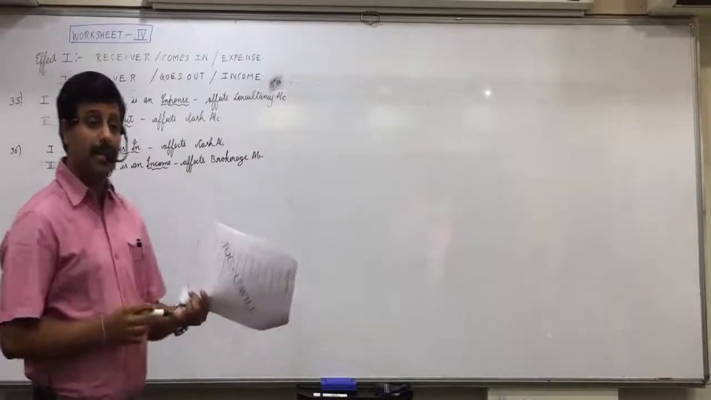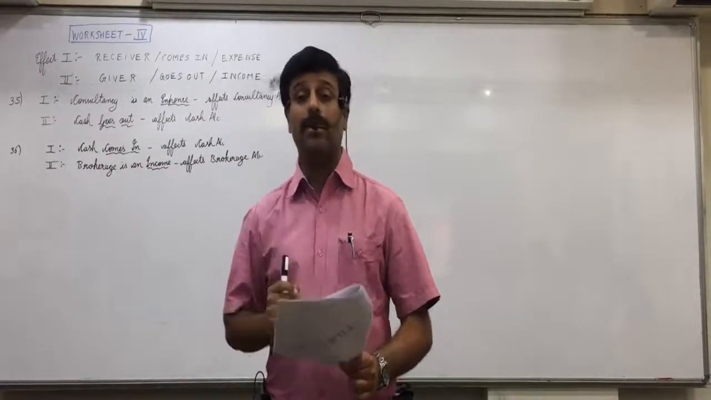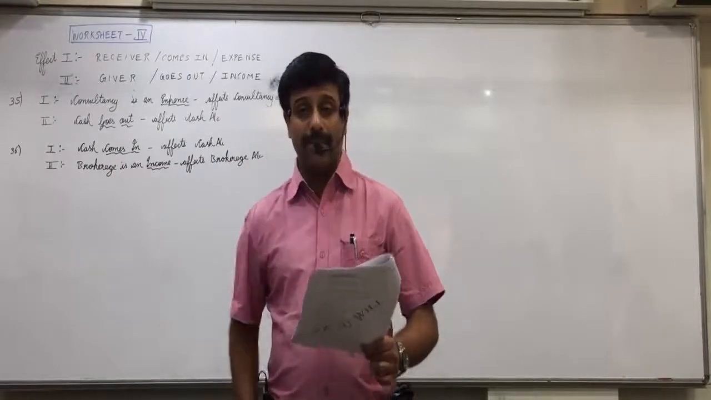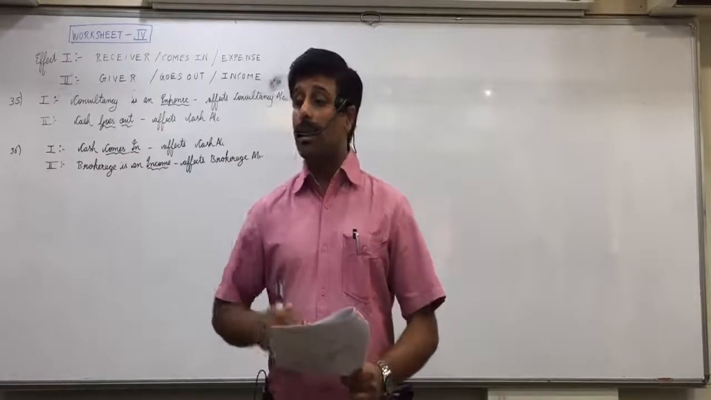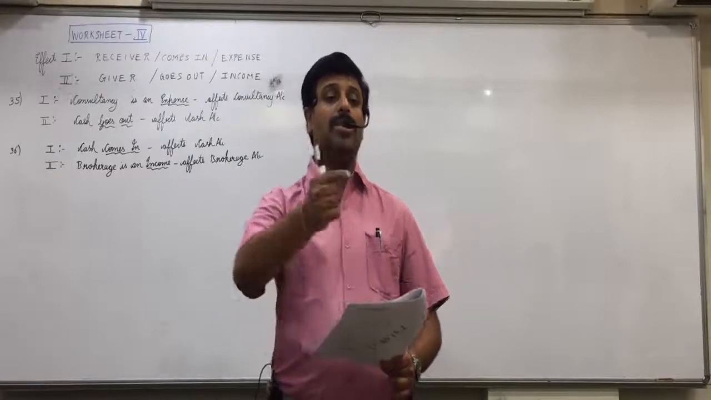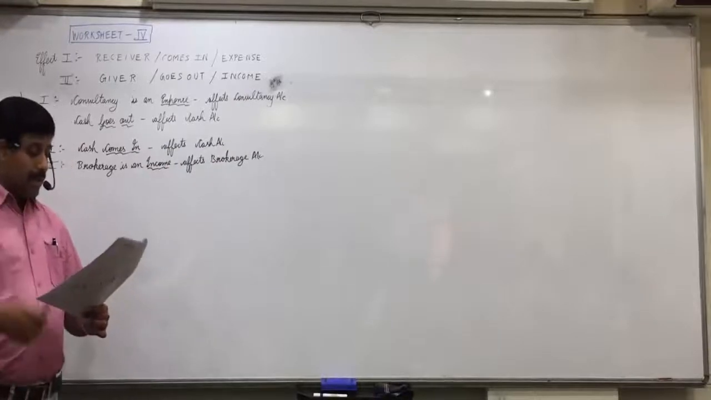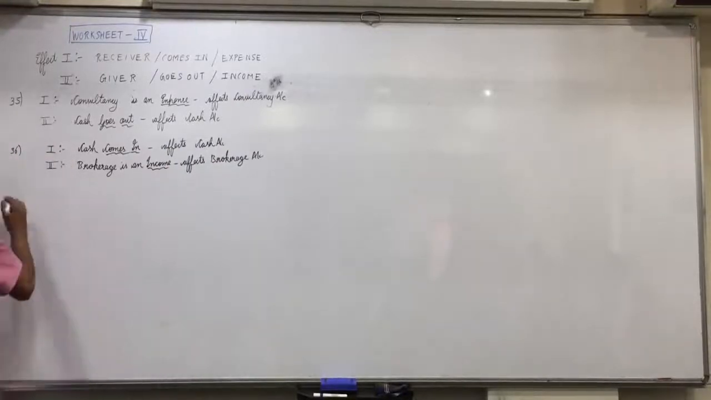Able to understand this, everyone? Once again, effect 2, first question. Who is the giver? No one. No name is given. What goes out? Nothing goes out. Which income is earned? Brokerage. So brokerage is an income, affects brokerage account. Able to understand this?